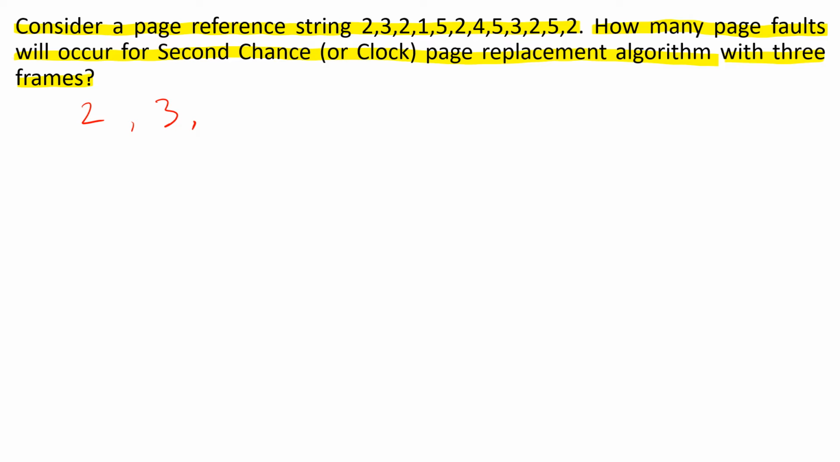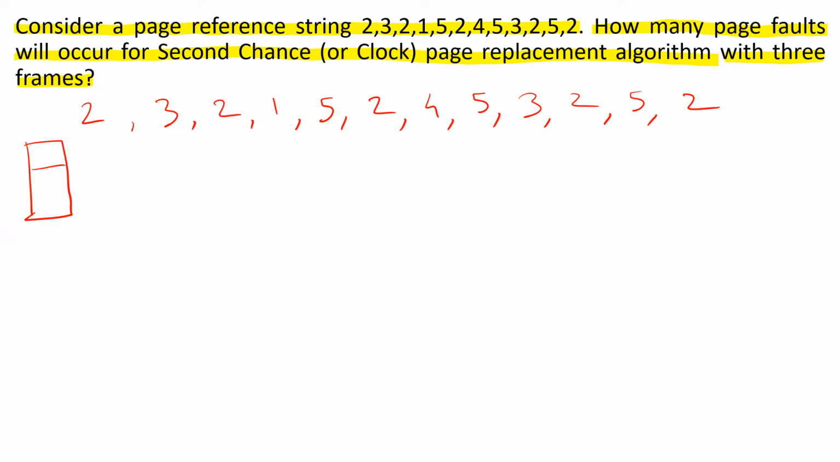2, 3, 2, 1, 5, 2, 4, 5, 3, 2, 5, 2. Okay. We are given a memory with 3 frames, right? Here also we are going to make use of a FIFO queue. And the distinct pages which we have are 1, 2, 3, 4 and 5, and we will also maintain their reference bit.